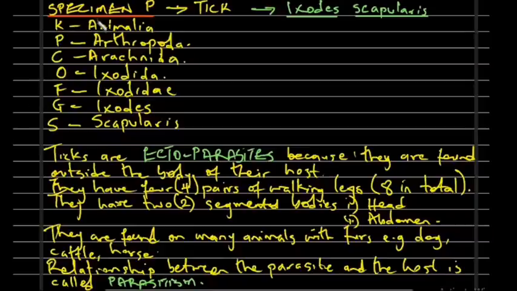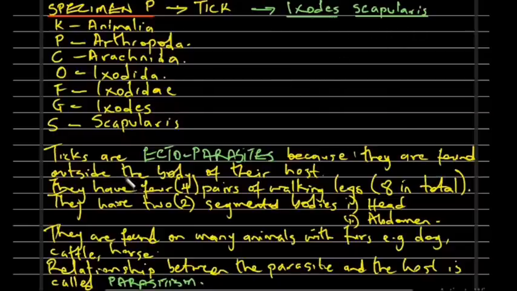And then we talk about the last specimen, which is our specimen P, the tick. The specimen P is a tick, and for the classification, it belongs to the Animalia. It is an Arthropoda. It belongs to the Arachnida. The order is Ixodida, and then the family is Ixodidae. And then the genus is Ixodes, and the species is scapularis. So that is why its scientific name is called Ixodes scapularis. So we have it there.